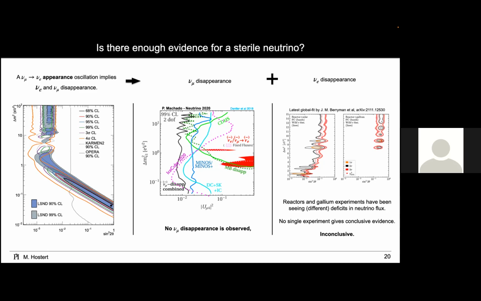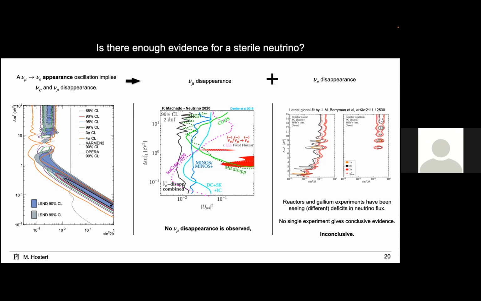So we can also go to the new e sector and ask, do we see any new e disappearance? In that case, the situation is much more complicated because, yes, there are hints of anomalies, there are excesses seen, but not all experiments agree on what these excesses are, and not all experiments are allowed by other new mu disappearance data. So these authors here have done a recent study of the global new e disappearance picture, and you see, depending on what data sets you include, you get a different answer. So the situation in the new e sector is inconclusive, but we don't see new mu disappearance so far.